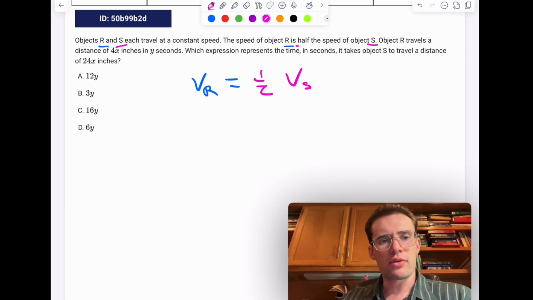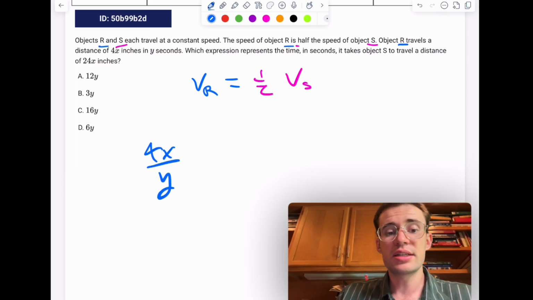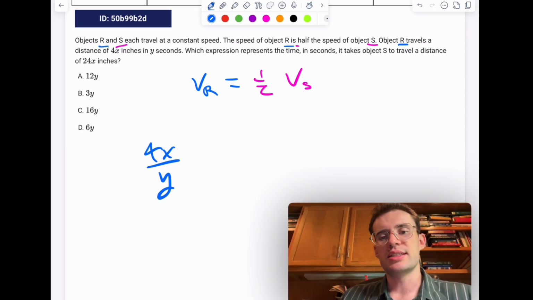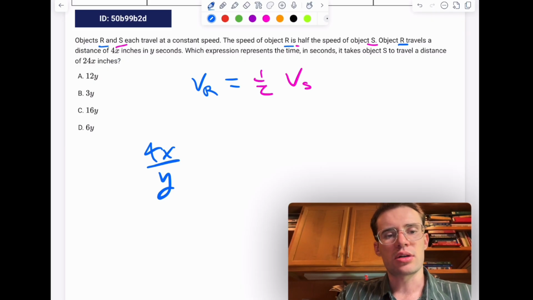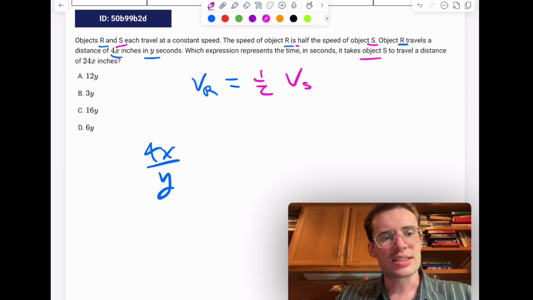Object R travels a distance of 4x inches. So R travels 4x inches in y seconds. So that is the velocity, like distance divided by time. Which expression represents the time? And let me just underline those so you can see where they came from. Which expression represents the time in seconds it takes object S to travel a distance of 24x inches? So 24x inches.